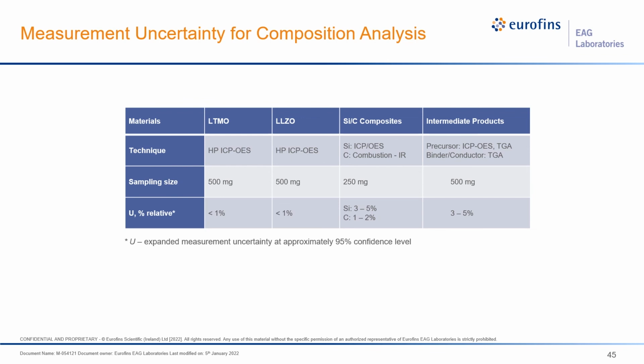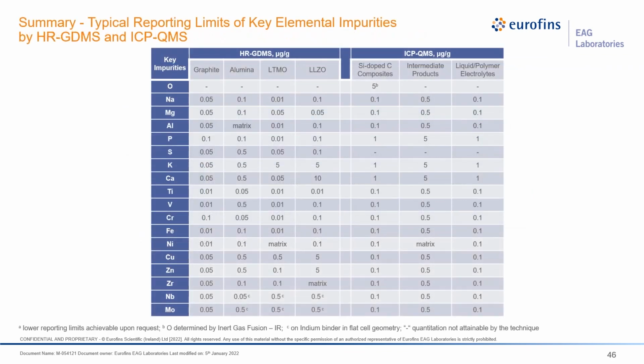With regard to carbon, we can do combustion in a high performance mode to achieve less than 1% or less than 0.5% uncertainty. And here it shows you the sampling size. Overall, we are talking about hundreds of milligram levels, and that generally can guarantee the representative sampling process. And in terms of the trace analysis, here is a summary of the examples, for the relevant precursors and the detection limits that can be achieved, and which technique should be used.